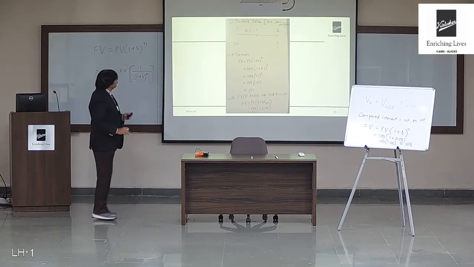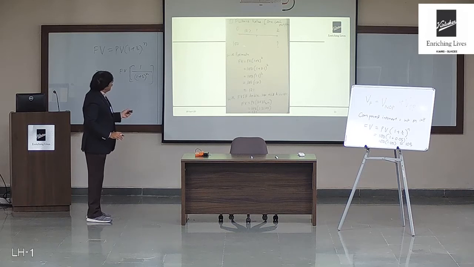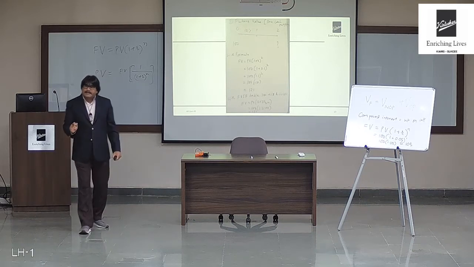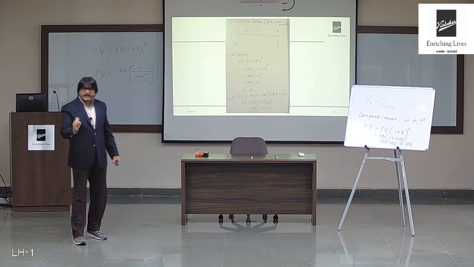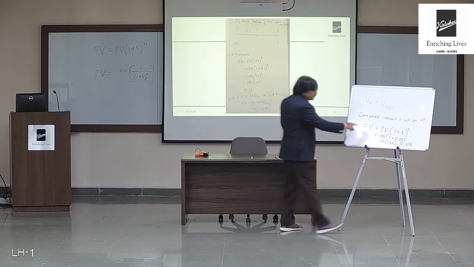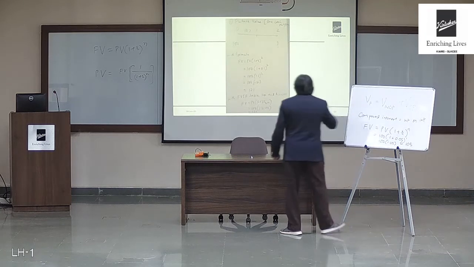Now we can see that the compounding happens once here and once here. So 2 times the compounding happens. So we can calculate the future value of a particular cash flow using this formula: FV is equal to PV into (1 plus R) raised to n.